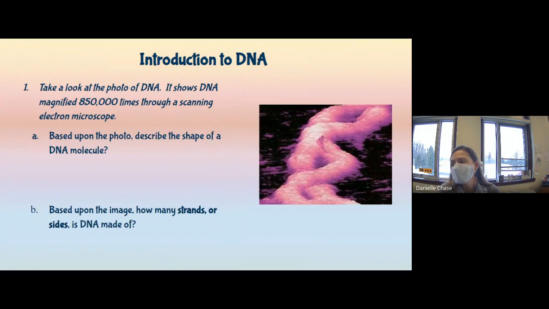So here on this slide, you are going to be answering these questions. You're going to take a look at this picture of the DNA. It's been magnified 850,000 times through a scanning electron microscope. Based on the photo, I want you to describe the shape of a DNA molecule, just based on what you see in this picture. What is the shape that you see here? And then letter B is asking, based upon this image again, how many strands or sides or pieces is DNA made of that you can tell from this picture?